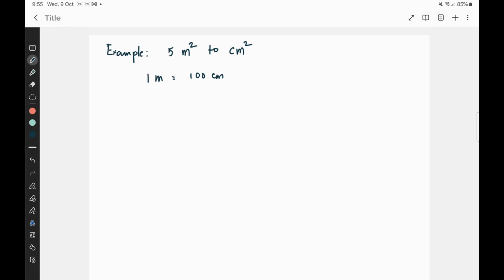So, since this is square already, this is a unit of area, what we can do right now is to square also this conversion factor so that they can also be expressed as a unit of area. So therefore, we now have a conversion factor for meters squared to centimeters squared by just squaring our existing conversion factor from meters to centimeters. So, let us now try to solve this particular example.